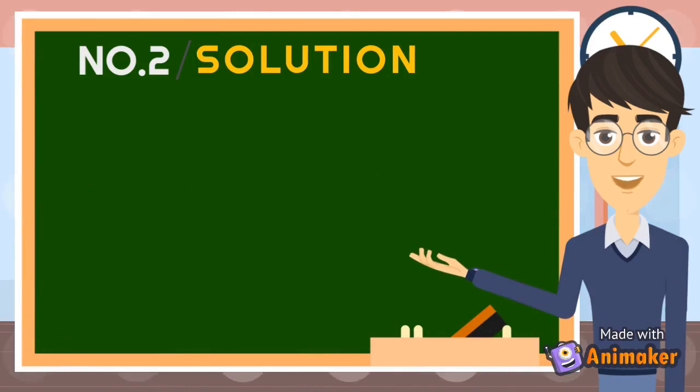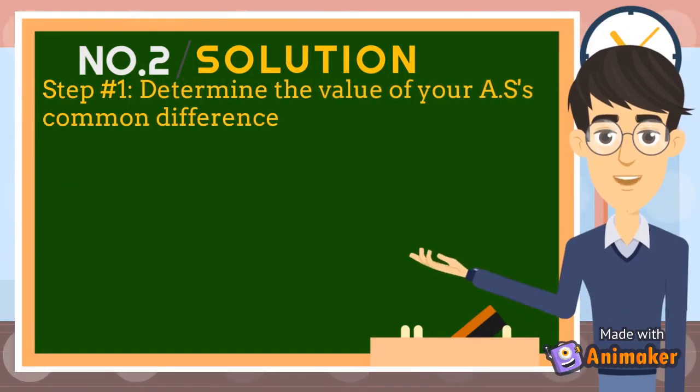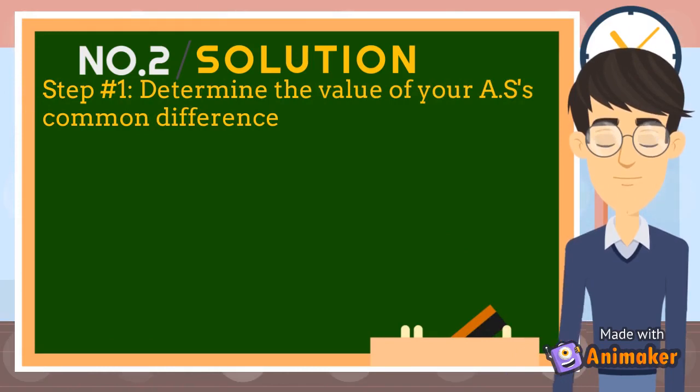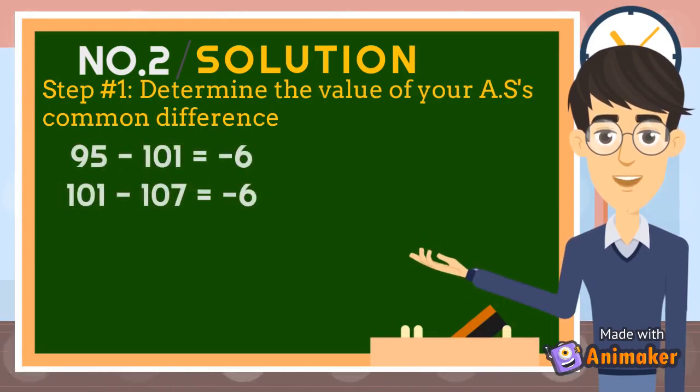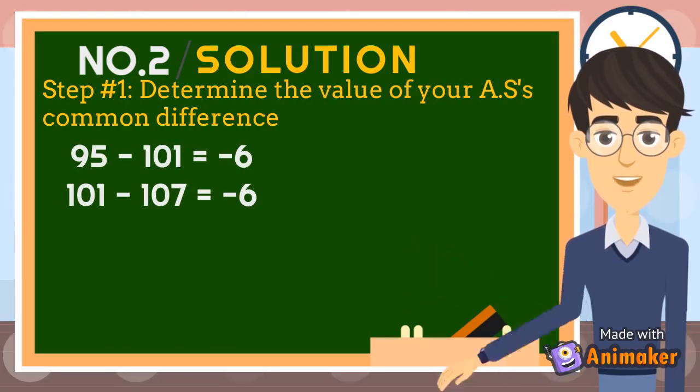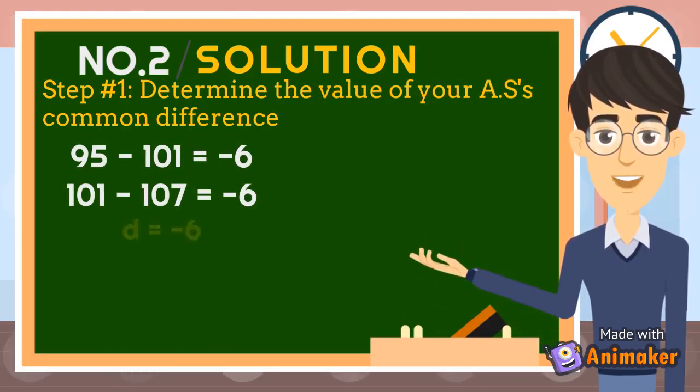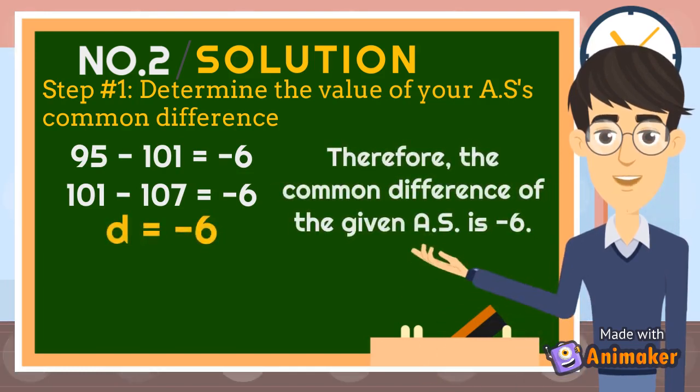Following our three-way step, let us now determine our common difference with the following solutions. Starting with 95 minus 101 equals negative 6, and 101 minus 107 is also equal to negative 6. Therefore, our common difference is negative 6.